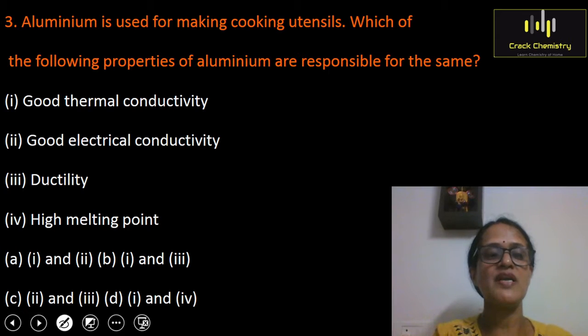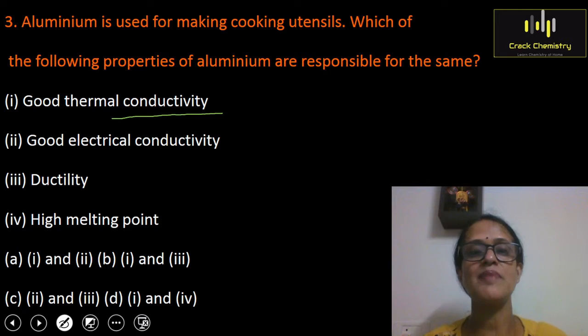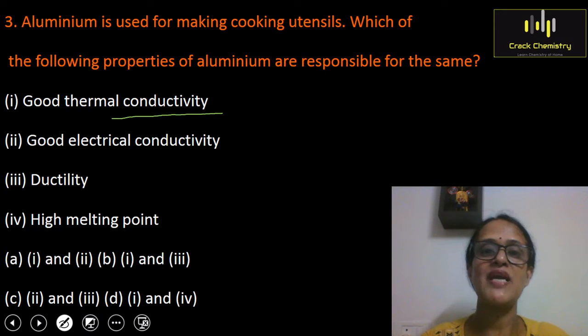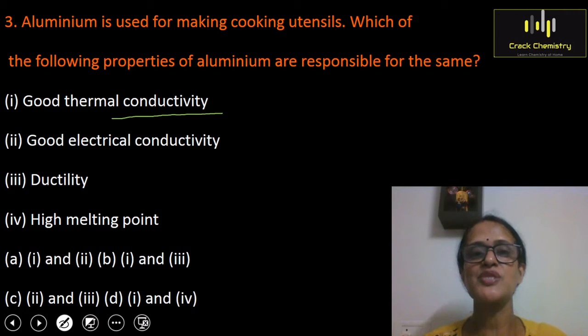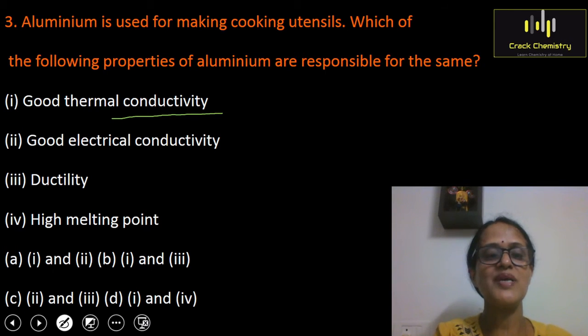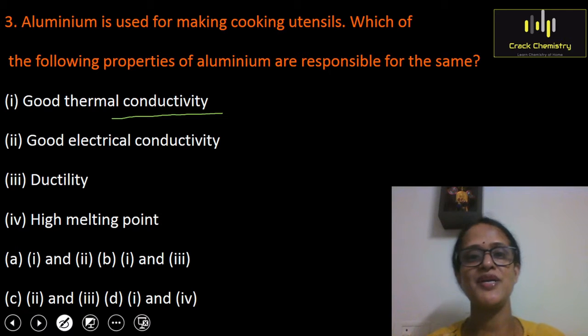First option is given that good thermal conductivity. Good thermal conductivity means aluminium allows heat to pass through it. So definitely this property is very useful for choosing it for making cooking utensils. Then second option is given good electrical conductivity. Of course, aluminium is a good conductor of electricity, but this property is not used for making cooking utensils. Third property is ductility. Yes, aluminium show ductility, but this property also is not used for making cooking utensils.